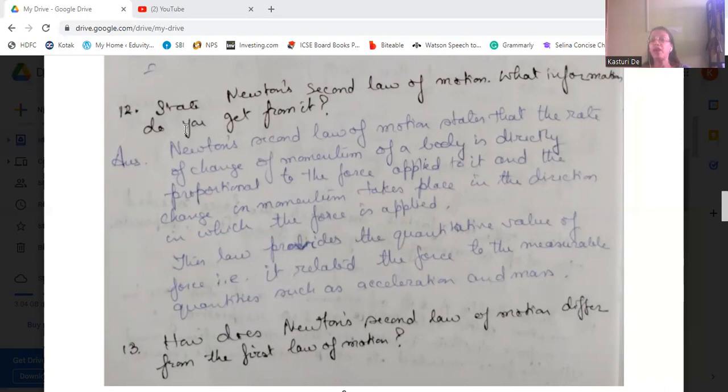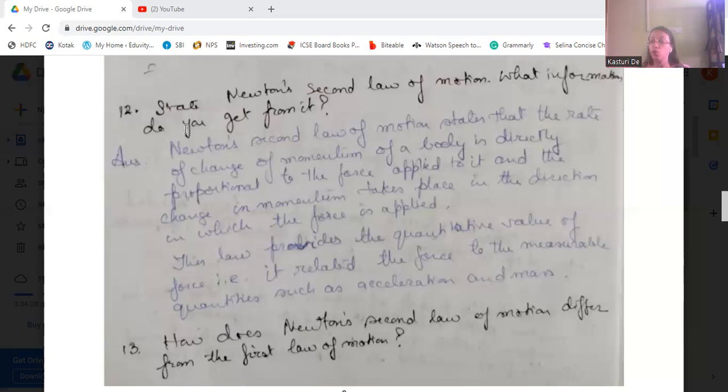So this law provides the quantitative value of the force. That is, it relates the force to measurable quantities such as acceleration and mass. According to this law, we know the quantitative value of force. What is the quantitative value? The acceleration and the mass.